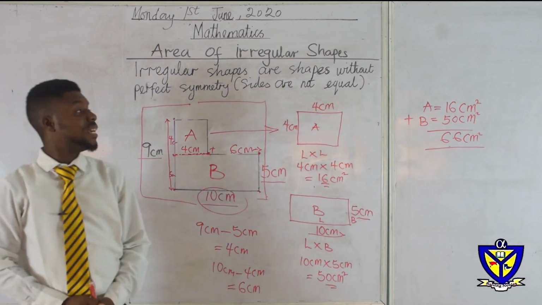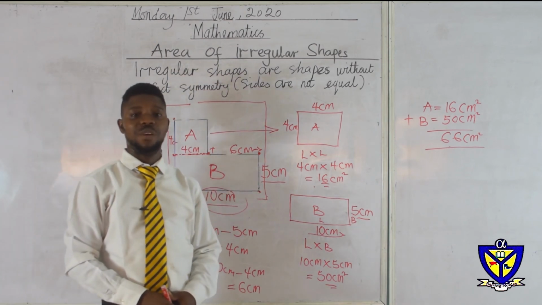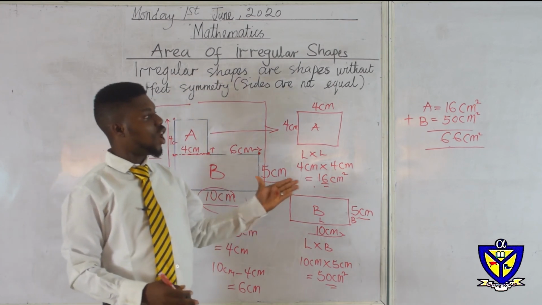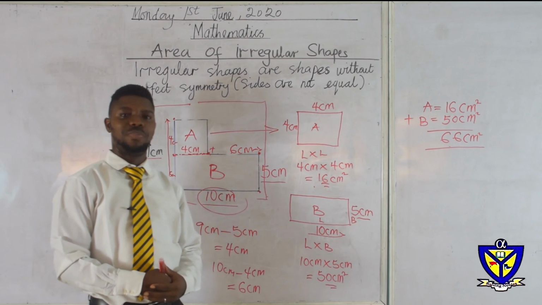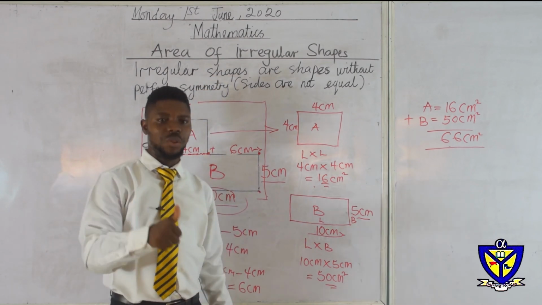You can see that the area of an irregular shape is pretty easy. And you can always do this all by yourself. Check through your planner and go through it again, and I wish you all the best.